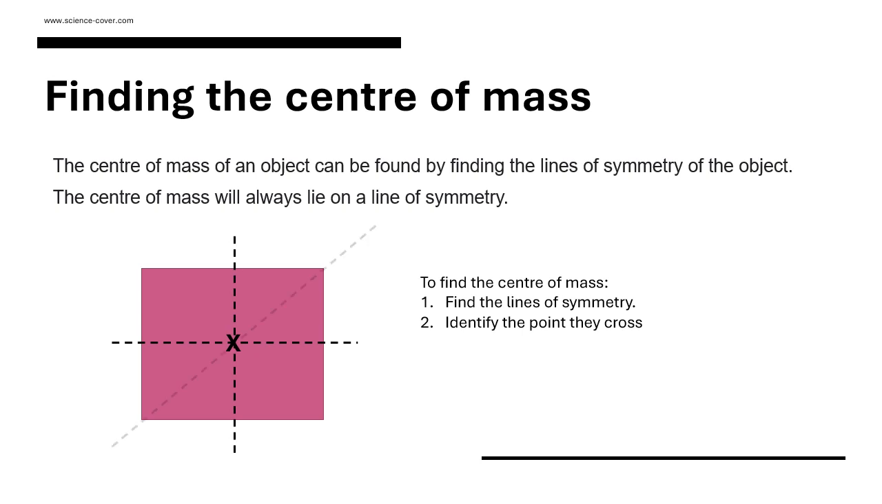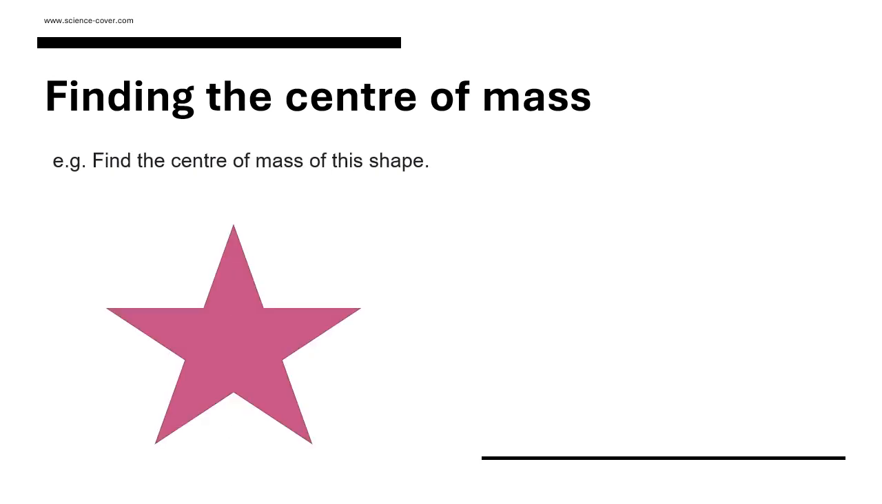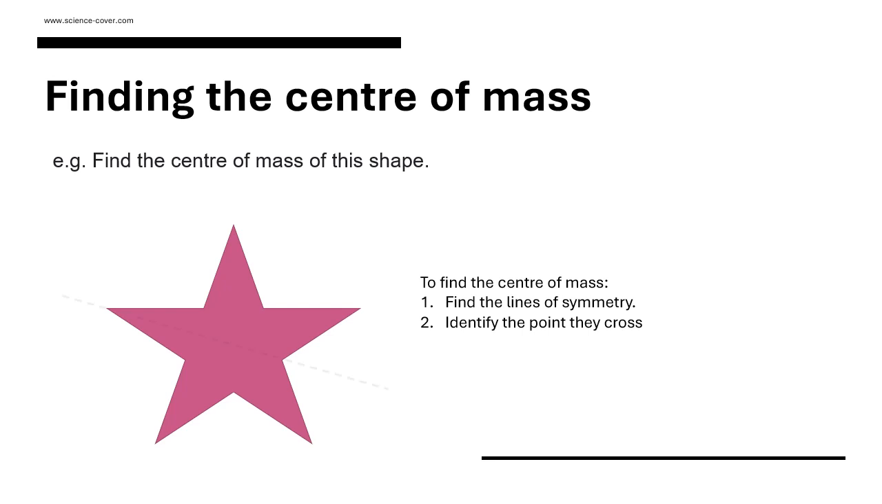Now for this particular shape, there are other lines of symmetry. But all of these lines of symmetry all cross at the centre of mass. Here is another example. Find the centre of mass of this shape. To find the centre of mass, I must find the lines of symmetry and identify the point they cross. So here is one line of symmetry for the star. Here is another. Here is another. The point at which the three cross, I can mark as the centre of mass.